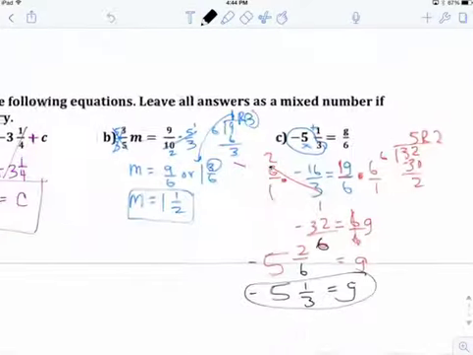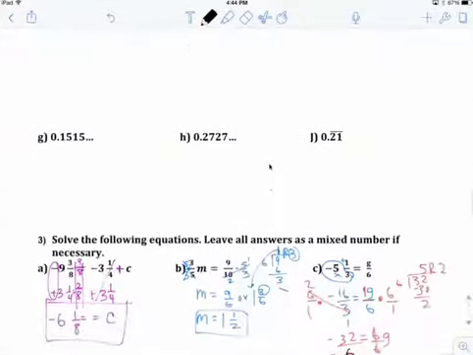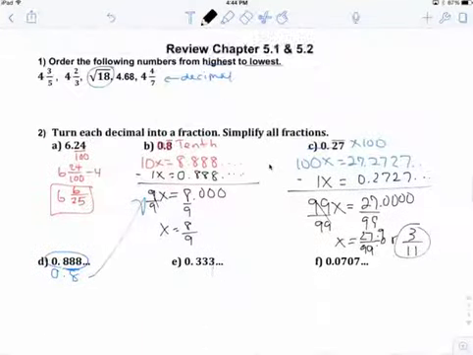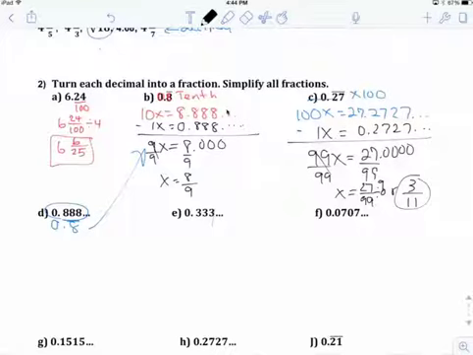Okay, that's your answer to the back. I expect you to be able to do all of these, and that's for that.